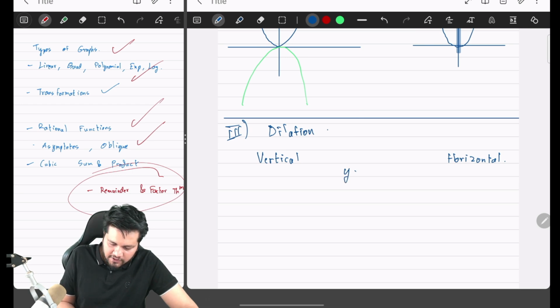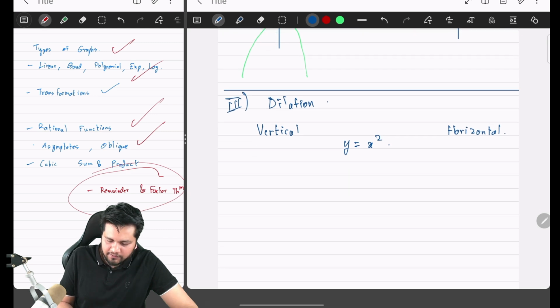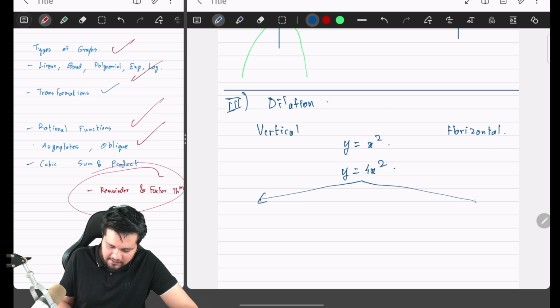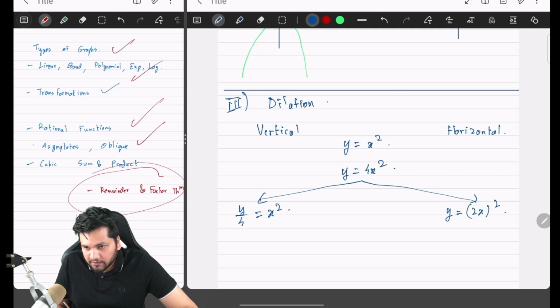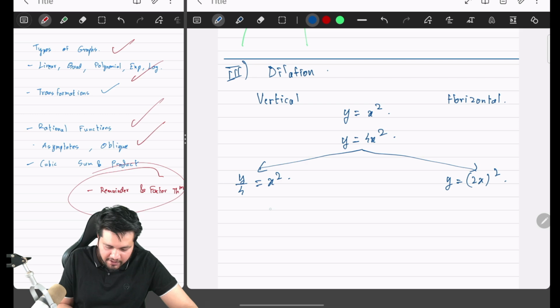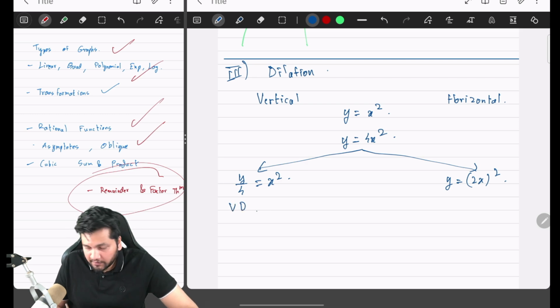So if I have y is equal to x square and we transform it to y is equal to 4x square, what we can do is write it as y by 4 is equal to x square, or we can write this as y is equal to 2x whole square. So when it is y by 4, it's a vertical dilation for sure. When it is with respect to this 2x, it's a horizontal dilation for sure.